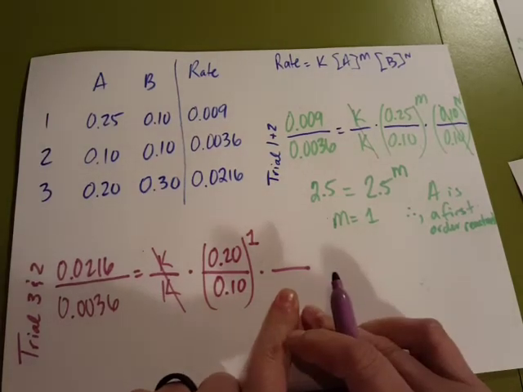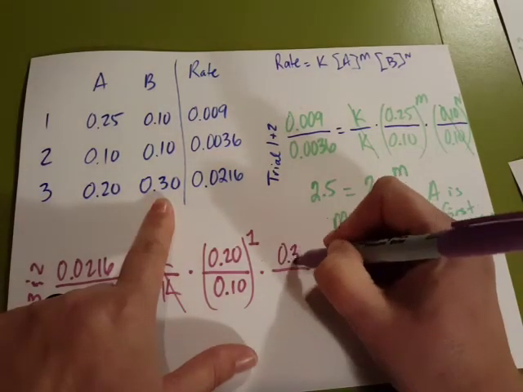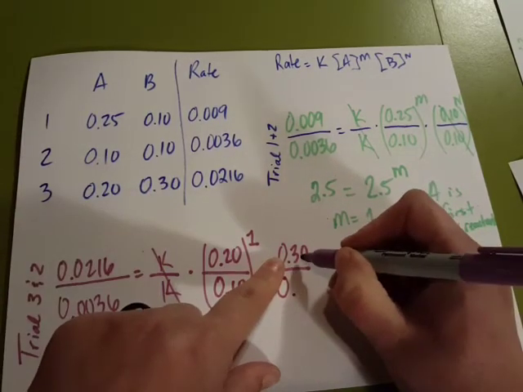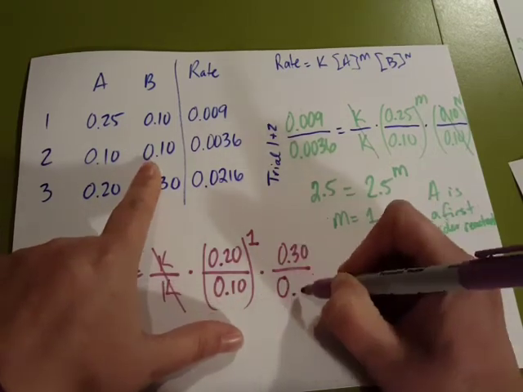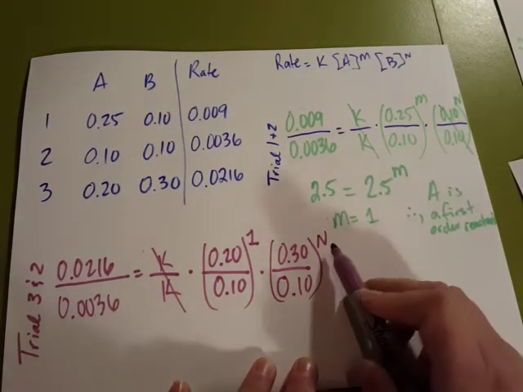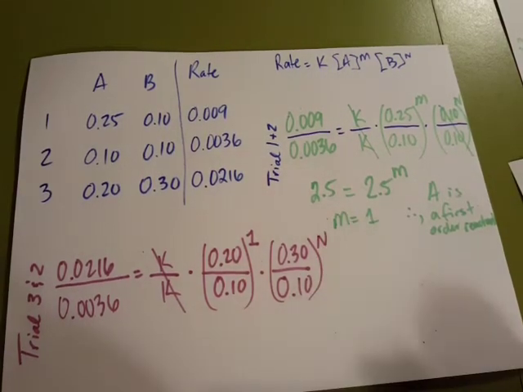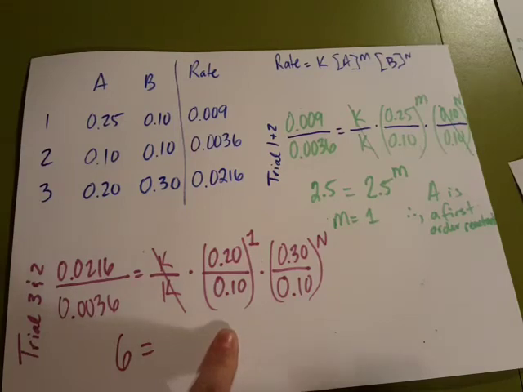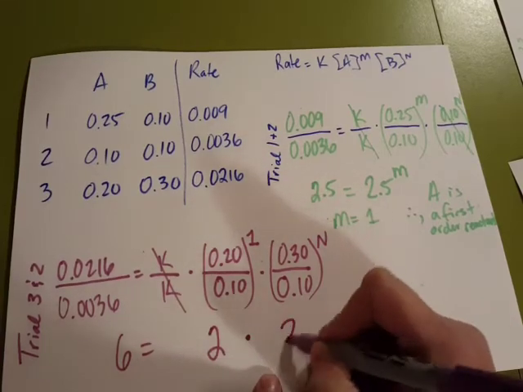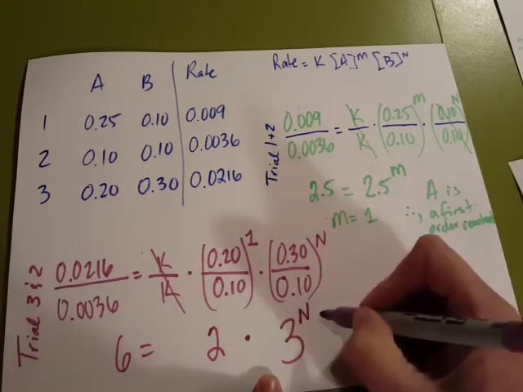For B, we want trial 3's values here, and trial 2 on the bottom. The thing that we're trying to solve for here now is the order of B. What is the order of this reactant? So let's do some division. If I do top divided by bottom, brilliant, it becomes 6. Here we have a 2. And here, if we do our division, we'll have 3, and it's to the power of n.